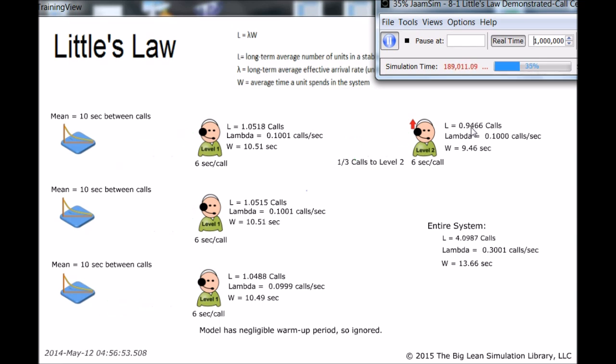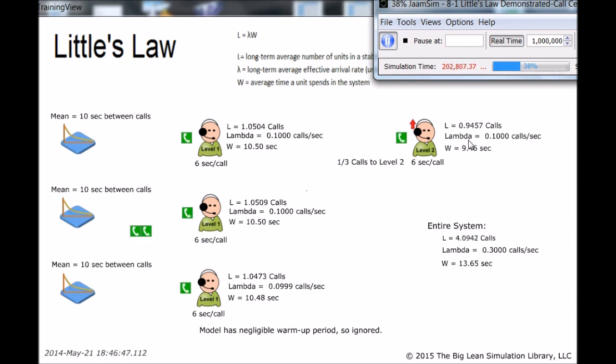Now, one thing that's surprising is that the L, the number of units in the system for the level 1 techs, is higher than the level 2 tech. And it's not a bug in the model. There's a reason for that. I'll let you think about it for a second. Pause the video if you want to figure out why that is, and when you restart it, I'll go ahead and tell you.